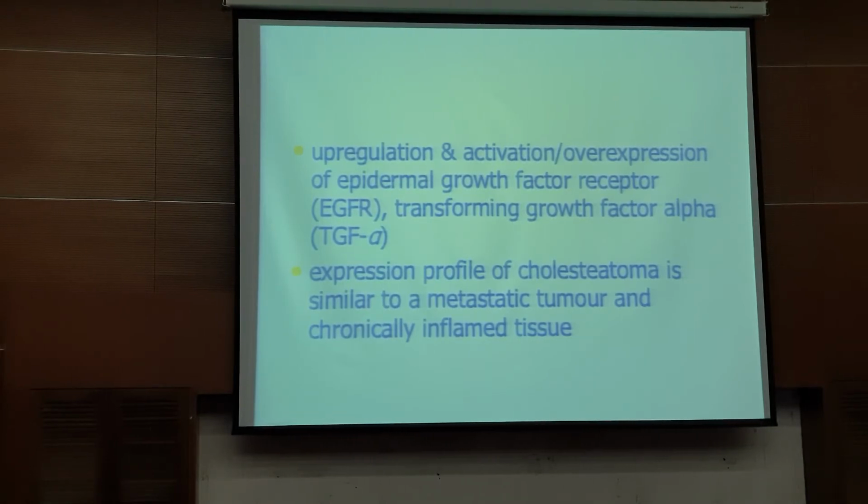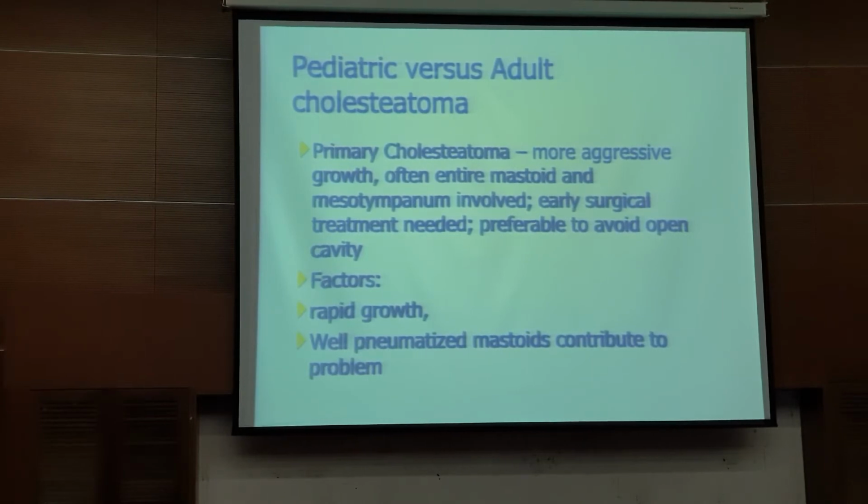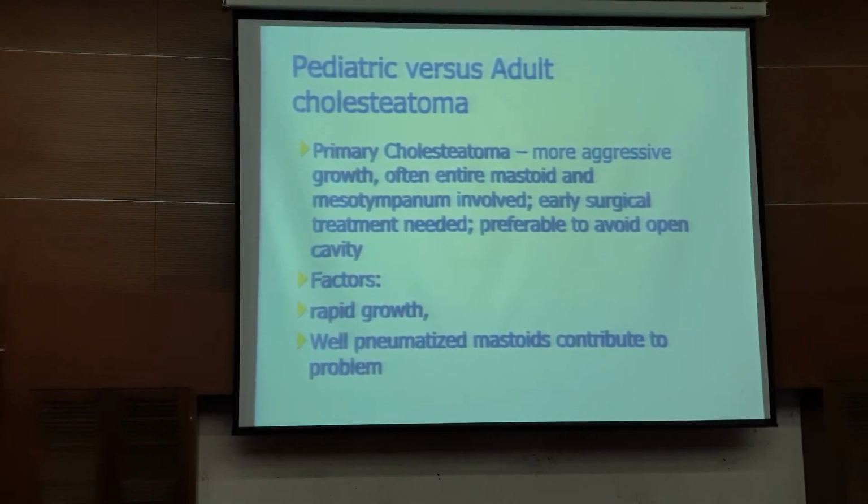Now when you look at the pediatric and adult patient, what is the difference? The difference is that primary cholesteatoma is more aggressive. Often the entire mastoid and mesotympanum are involved, and early surgical treatment is needed in order to have a clear, clean and safe mastoid surgery. So the factors that contribute to pediatric versus adult cholesteatoma: in pediatric, there is rapid growth.